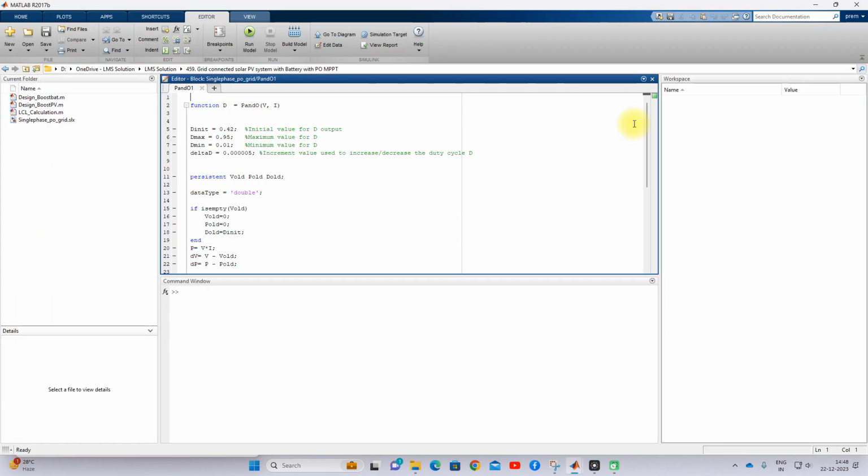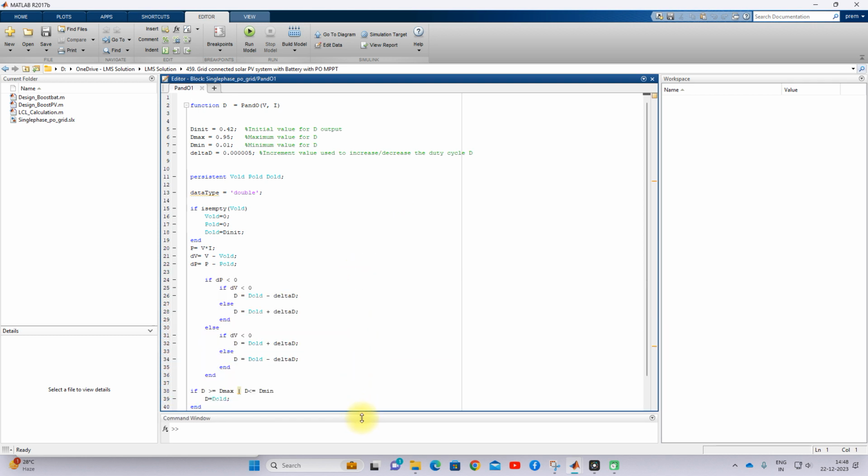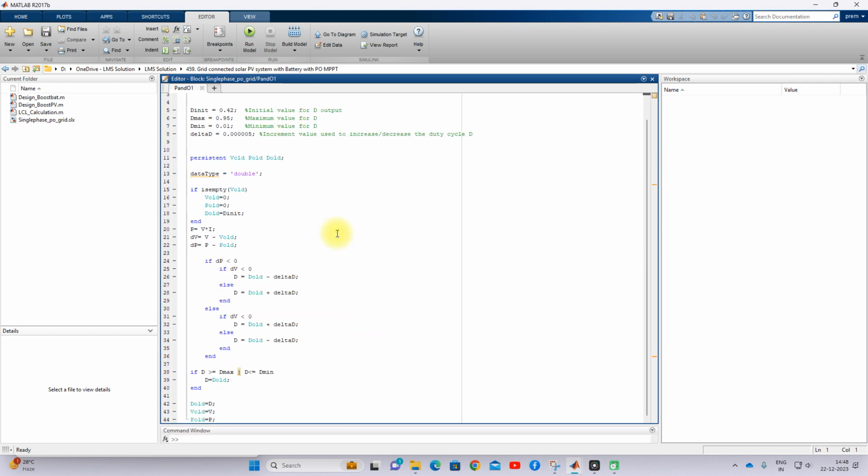Now I am going to click inside the PO MPPT. Here you will see this is the logic of PO MPPT. Here we need to initialize these 4 parameters: initial duty cycle, maximum duty cycle, minimum duty cycle, and small change in duty cycle. Then we need to fix the 3 parameters V old, P old, D old, nothing but the previous instant voltage, power and duty cycle. Initially it does not have any values, so we fix V old equal to 0, P old equal to 0, and D old we keep at the initial duty cycle.